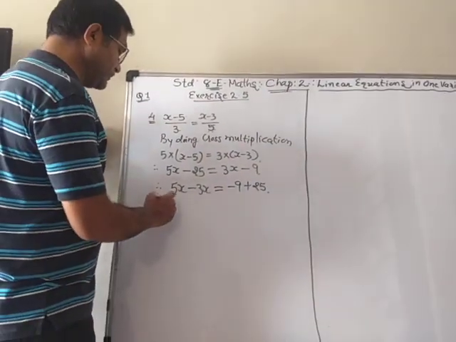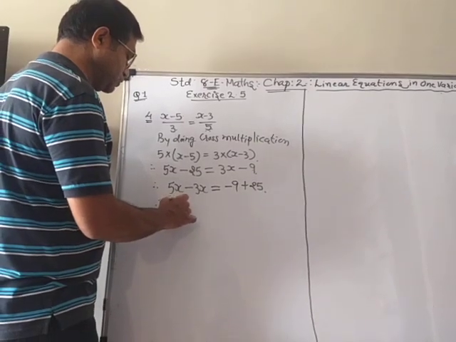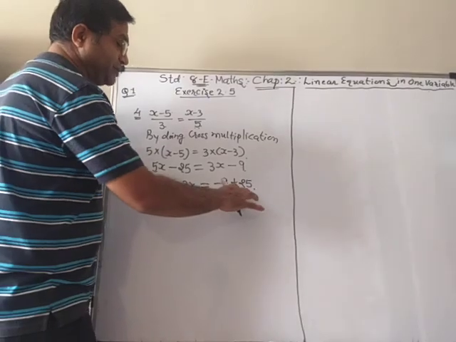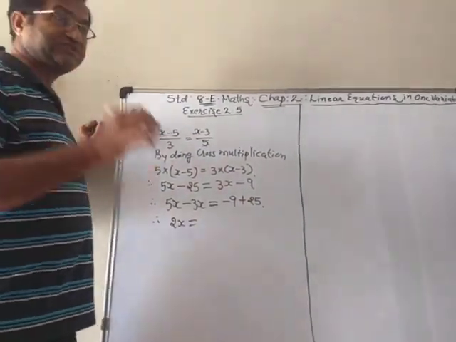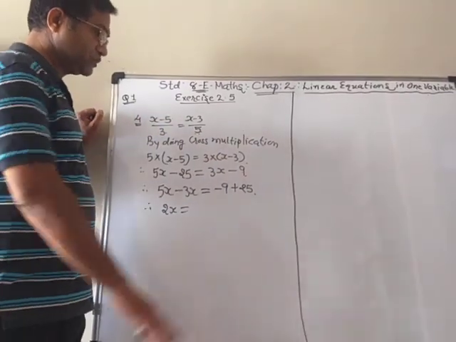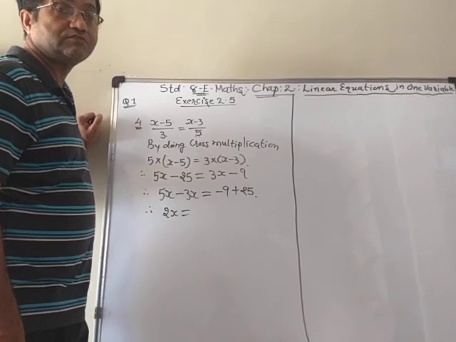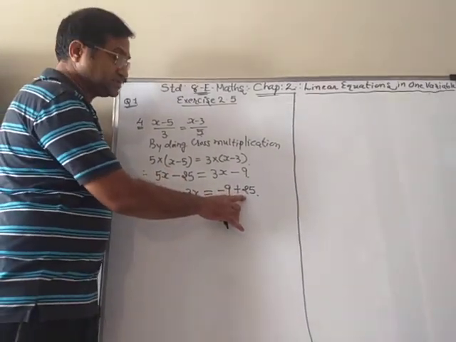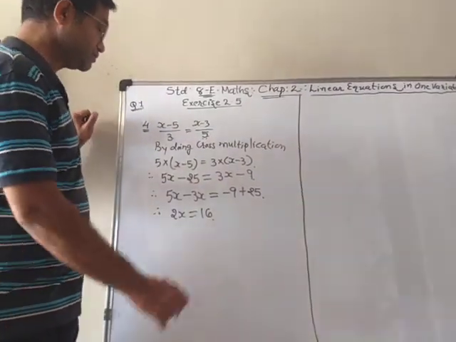So now we have to simplify. 5x minus 3x is equal to 2x. Now minus 9 plus 25, opposite signs. When the signs are opposite, we have to subtract smaller from greater. So 25 minus 9, how much? 16. But the greater number is plus, so it will be plus 16 only.